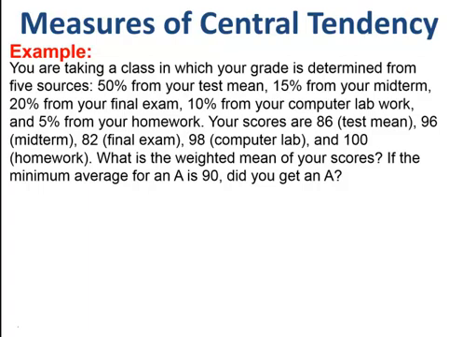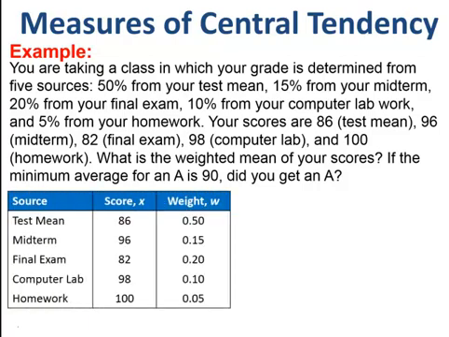So the first thing I like to do is just organize what's here. It gave me my test mean, and my test mean was 86, and the weight is 50%. And I'm converting it to a decimal because our calculators need percentages in decimal because there's no percentage on the calculator. So you want to make sure you know how to convert a percentage to a decimal.